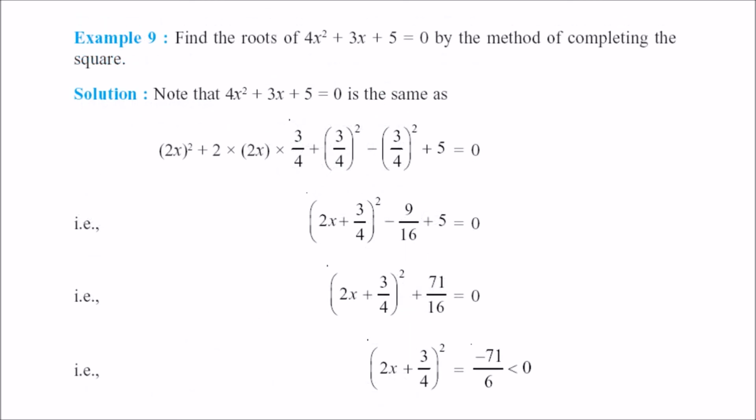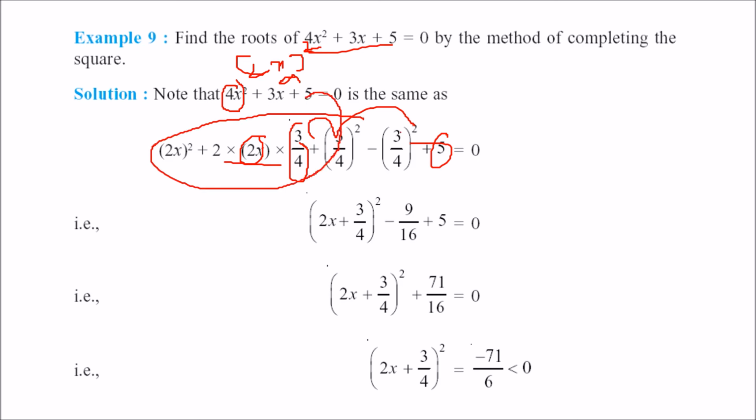Again we have 4x square plus 3x plus 5 equal to 0. You can do, because this is already a perfect square, so this is 2x square, so you get a here, and this can be written as 2 into 2x into 3 by 4, so you get a, b. So you have to add b, you have to subtract b, and this is plus 5, so this becomes 2x plus 3 by 4 whole square, this becomes 71 by 16.